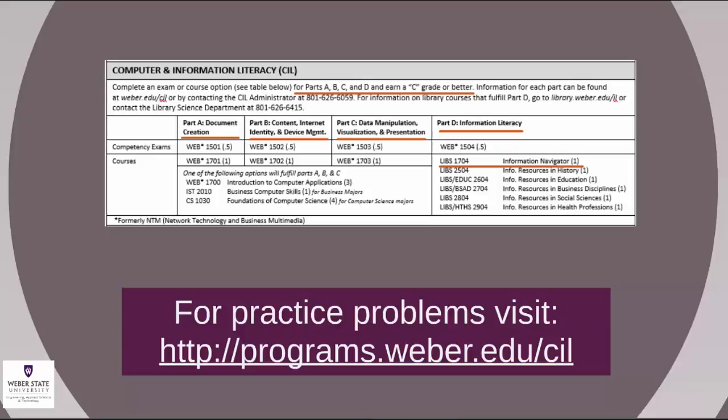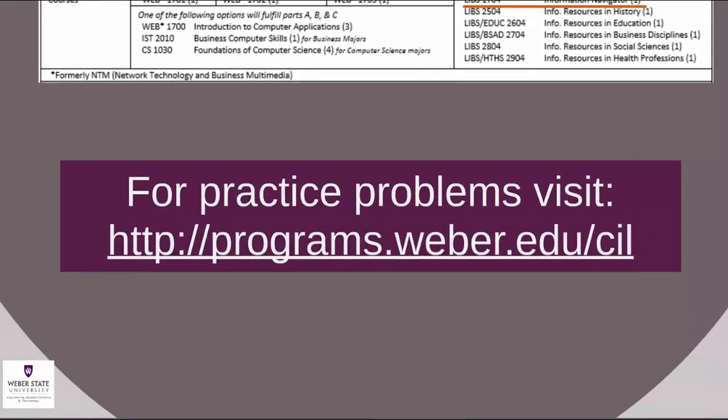Students can fulfill each part, A through D, by receiving a credit grade on each proficiency exam option or by taking the course options and getting a C or better, or a combination of the two. If you choose the course option for Part D, we recommend Library Science 1704. If you have questions regarding the Computer Information Literacy requirement, or would like to look at exam practice problems before making your decision, go to the website shown on the screen.